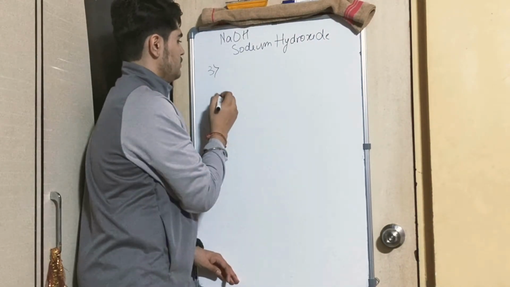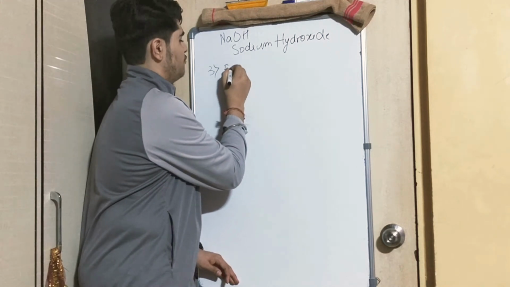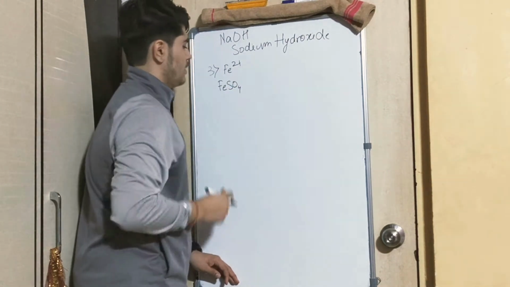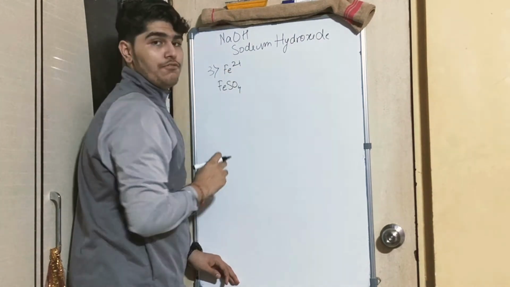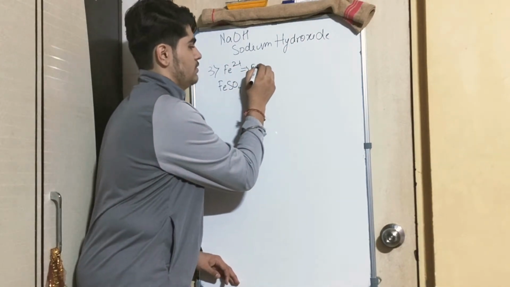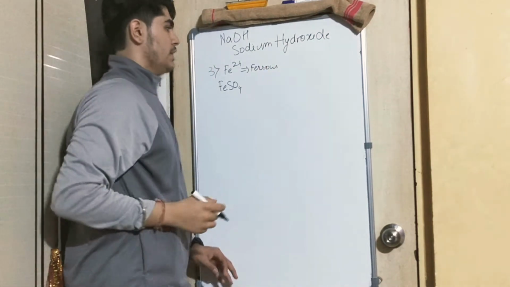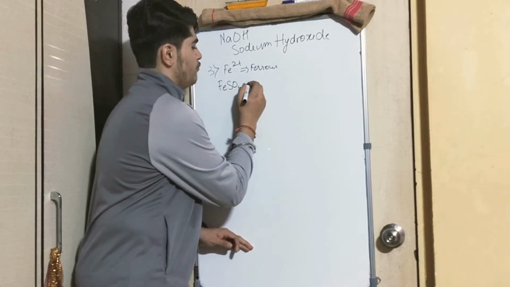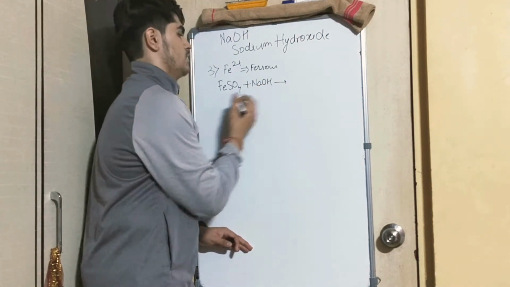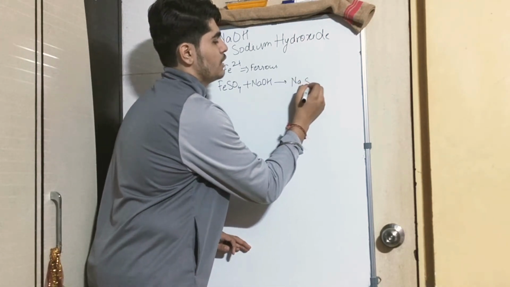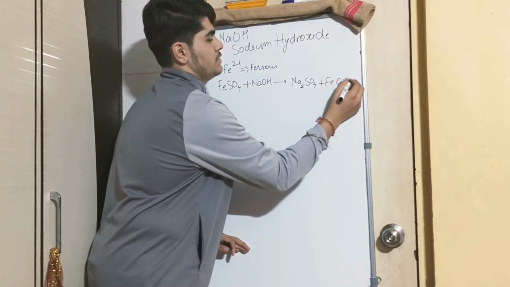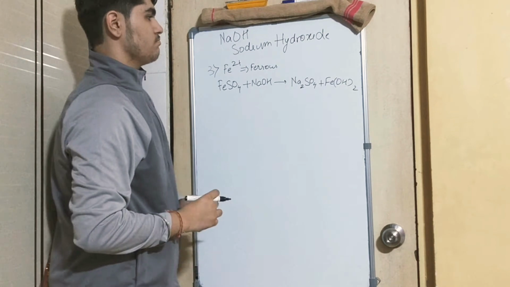So the third reaction is with Fe2 plus ion. We are going to take FeSO4. So this is ferrous sulfate, not ferric sulfate. Fe2 plus is ferrous. Okay, FeSO4 plus NaOH gives Na2SO4 plus Fe(OH)2.